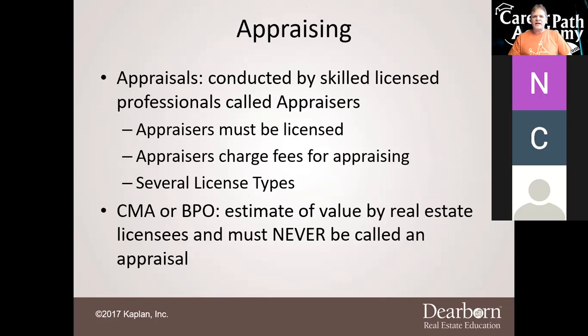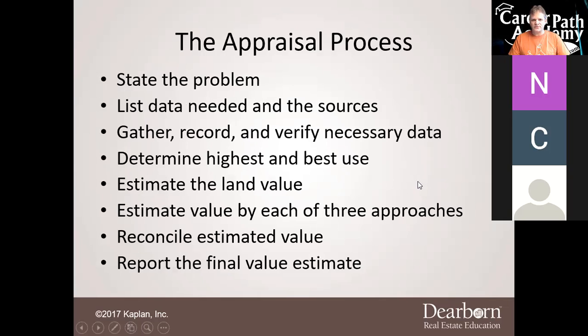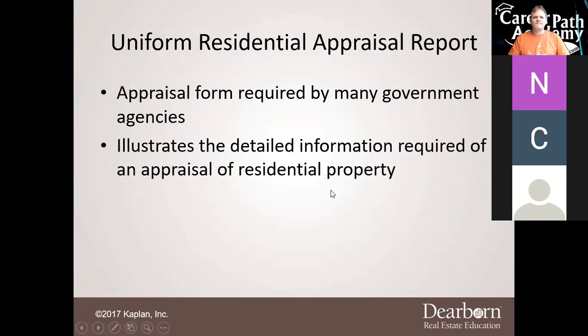All right, so just to recap, appraisals are given by appraisers. Appraising is a profession, requires licensing. Appraisers charge a fee for appraisals. And there's several different types of appraisal licenses we'll go over. We as real estate agents do CMAs or BPOs when helping people with valuing properties. When we help individuals value homes, we do a CMA. When we're doing it for banks, we do a BPO. Either way, neither of them should ever be called an appraisal because we're not licensed appraisers, so we can't make appraisals. The appraisal statement that appraisers do is called the Uniform Residential Appraisal Report.